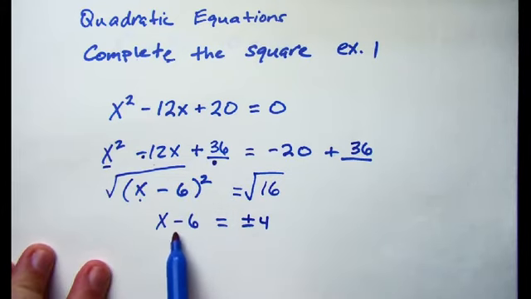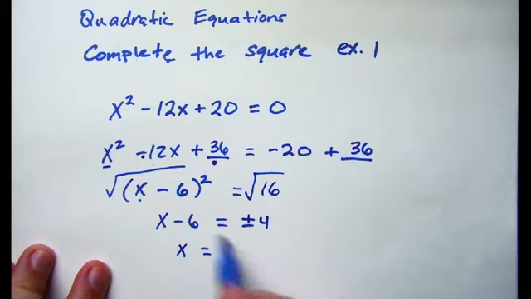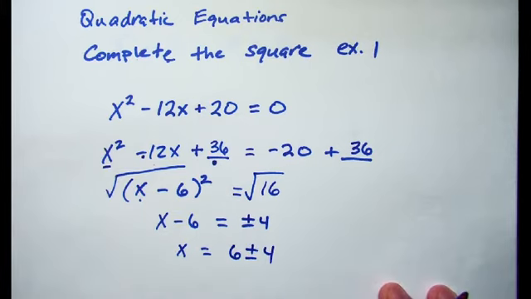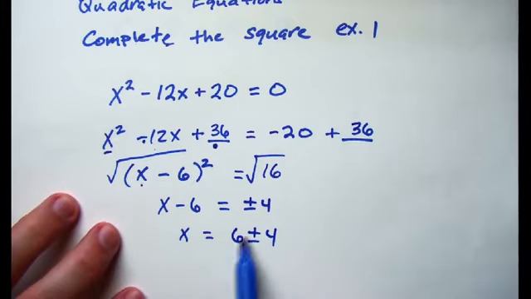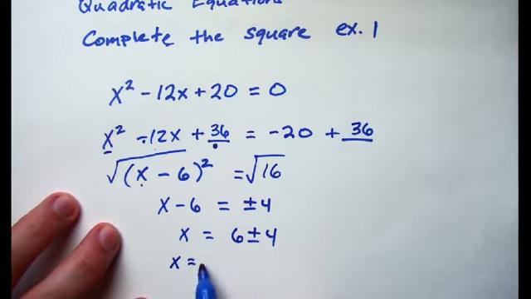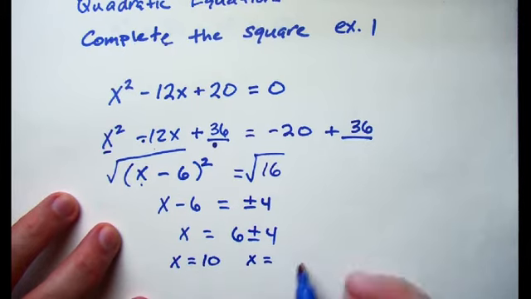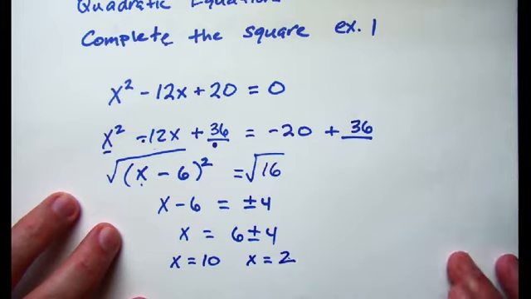Now we're going to add this 6 over to this side, so it would be positive 6 plus or minus 4. This gives us two answers: 6 plus 4 and 6 minus 4. A lot of times people write those out, but I usually don't. So 6 plus 4 gives me 10, and 6 minus 4 gives me 2.